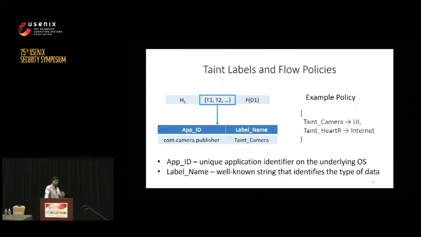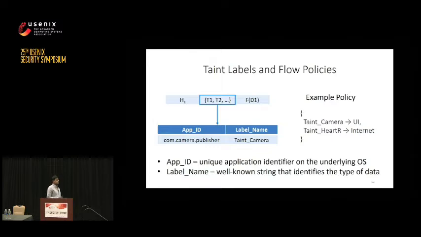So as I said, an opaque handle is associated with a set of taint labels, and each of these taint labels is a tuple of the form an application identifier and a label name. The application identifier is unique on the underlying operating system, and the label name is simply a well-known string that describes the type of data. Since we use Android as our implementation platform, we simply use package names as the application identifier. So here com.camera.publisher is one example, and the label name is taint_camera.